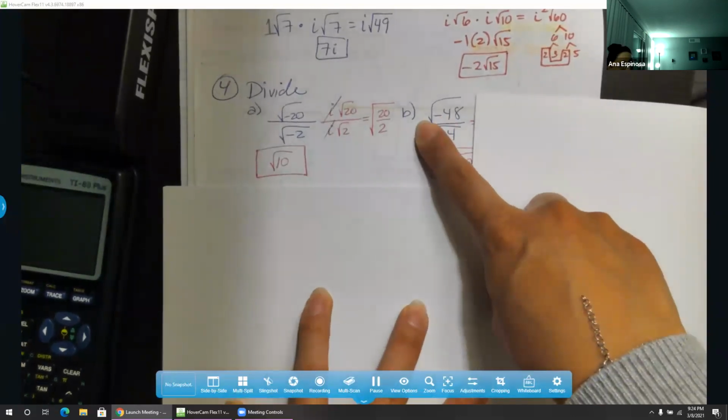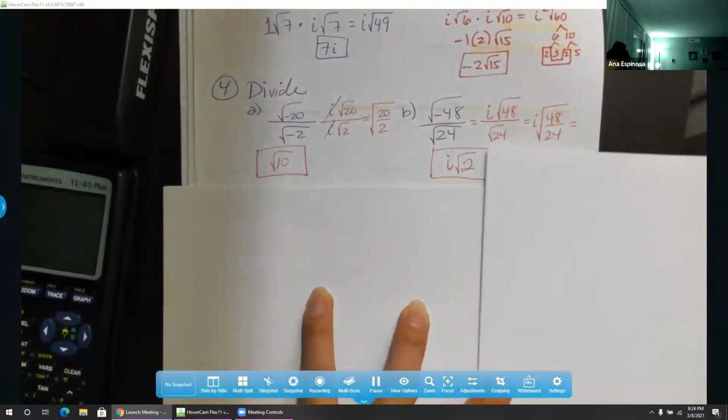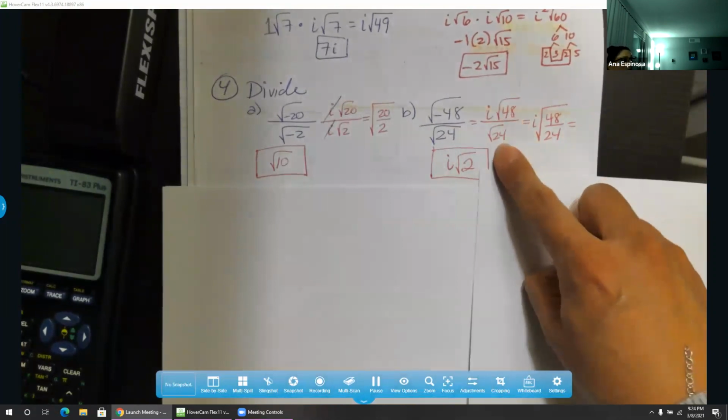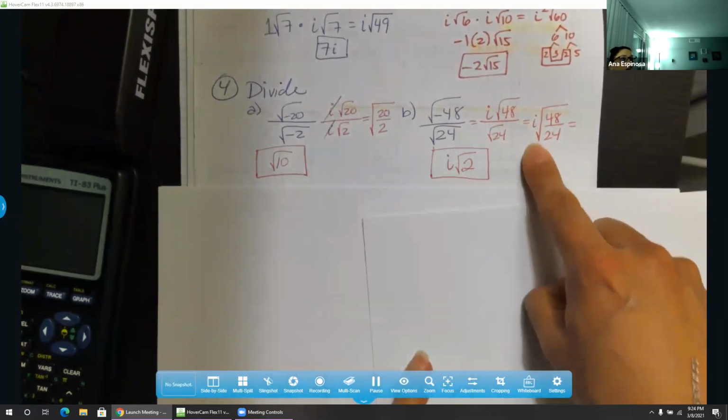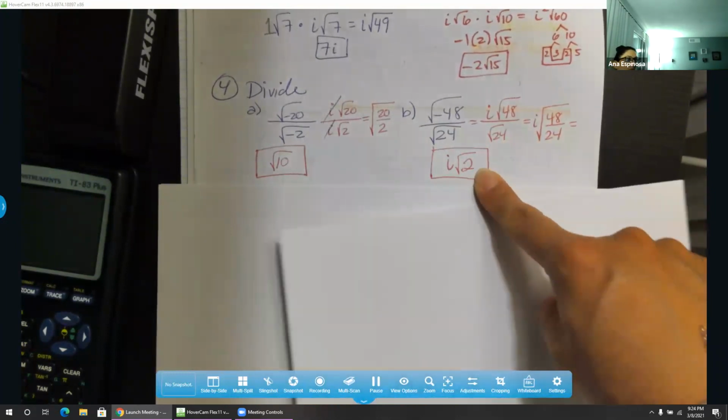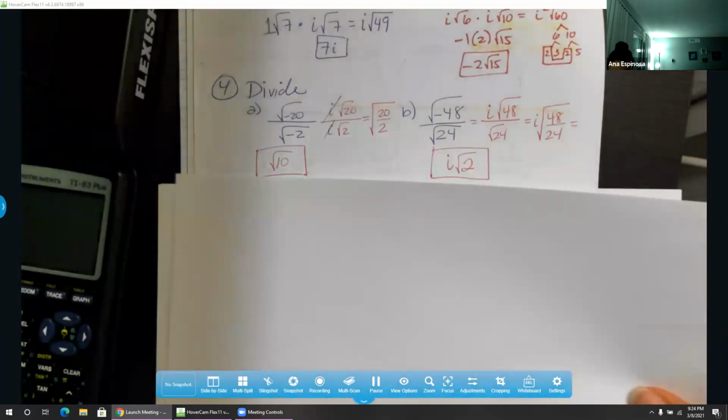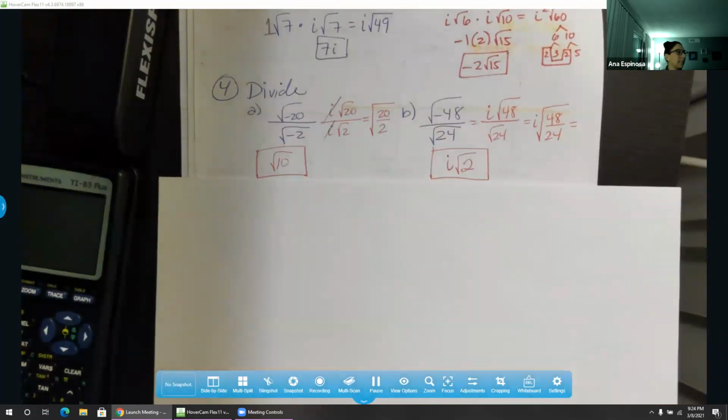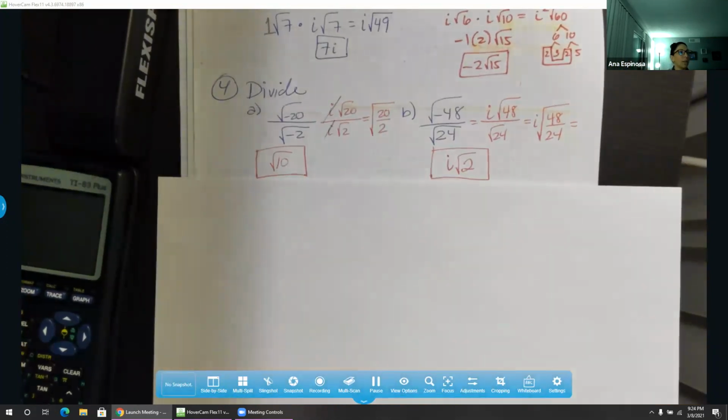You take out that negative as an i. You then do square root of 48 over square root of 24. You can put it all under the same radical. If they reduce, that's the square root of 2, and that is done. Okay. So these were fairly easy. You did not end up with radicals in the denominator. Okay, I'm going to do some more division where that's the issue and we have to fix it.